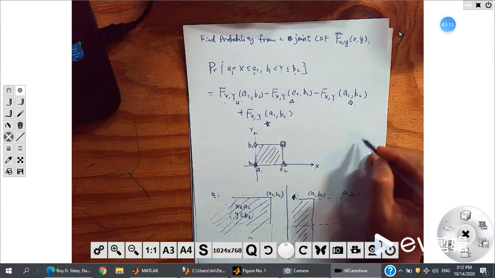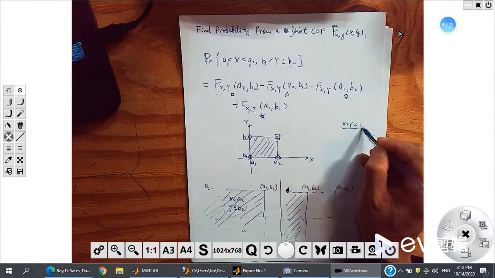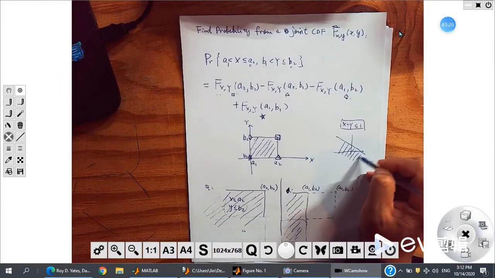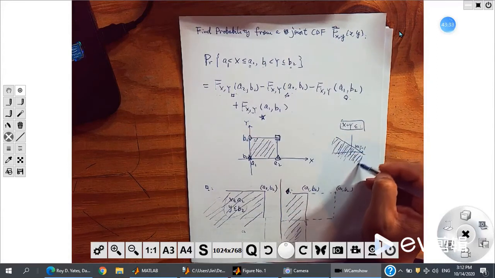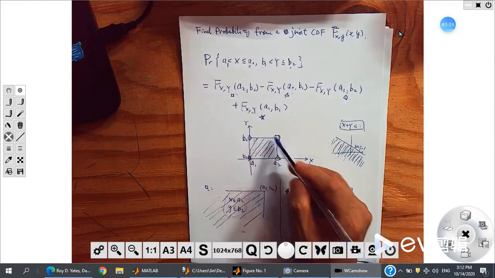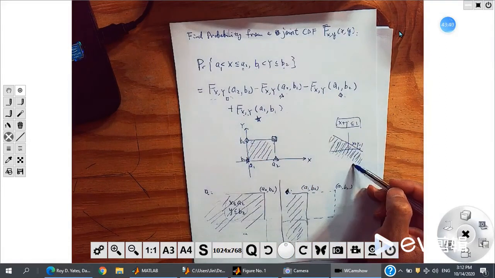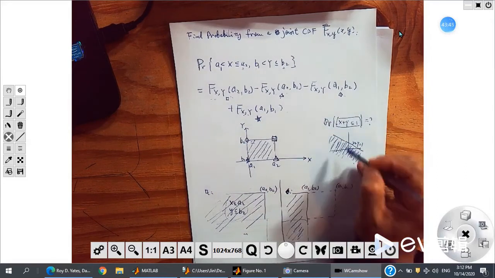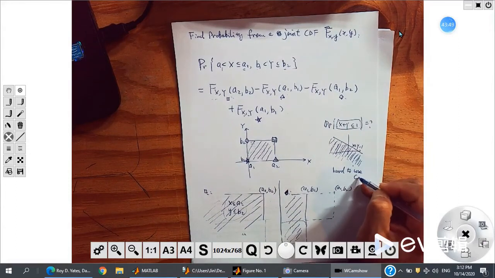We consider x plus y smaller than 1, right? What is this event? This event is here. Here is x plus y equal to 1, and smaller than 1 is in this part. And this part, if you want to use the CDF to find the probability, is very hard. Hard to use CDF.